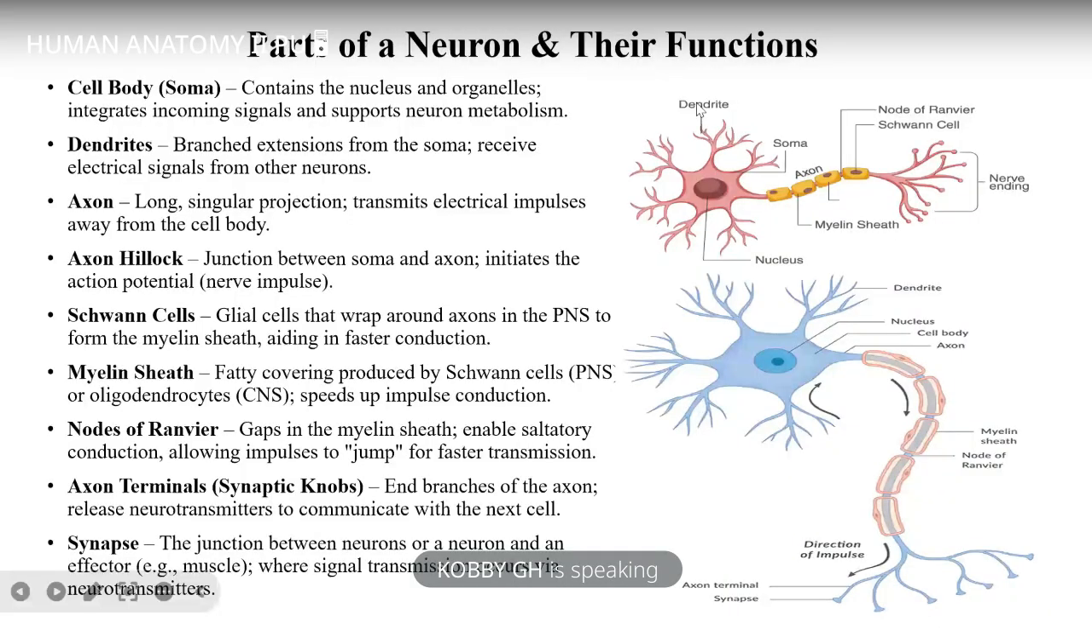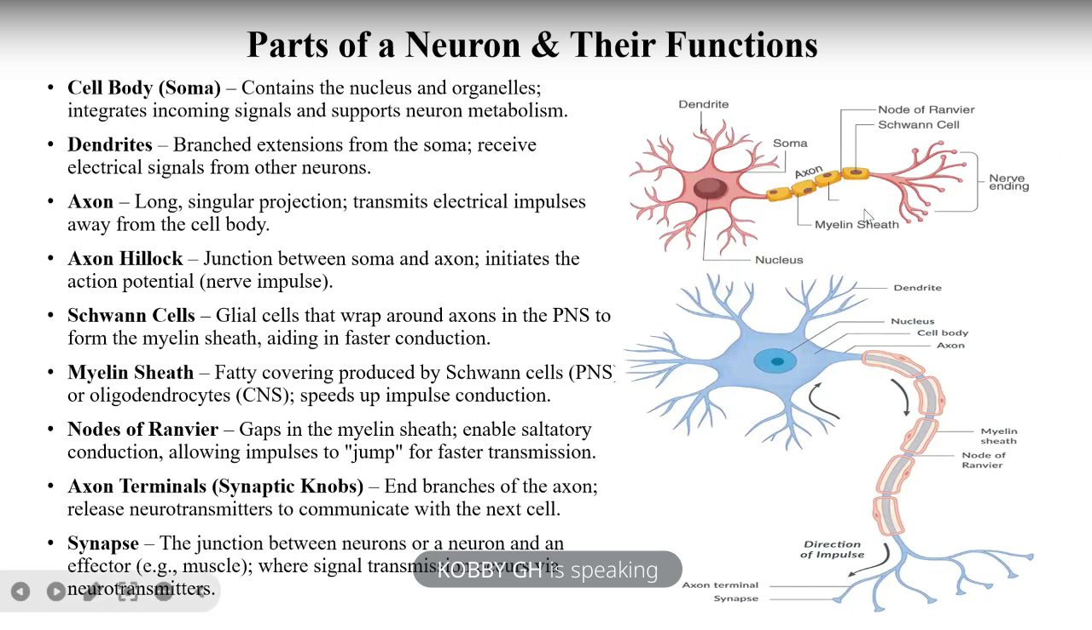Is that okay? Great. Then we also mentioned that at the very end of the axon, we have what we call the axon terminals, or you can call them the synaptic knobs. These very ones are the axon terminals. In some textbooks they will call them nerve endings.